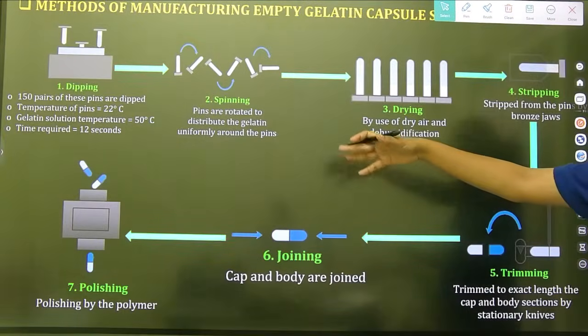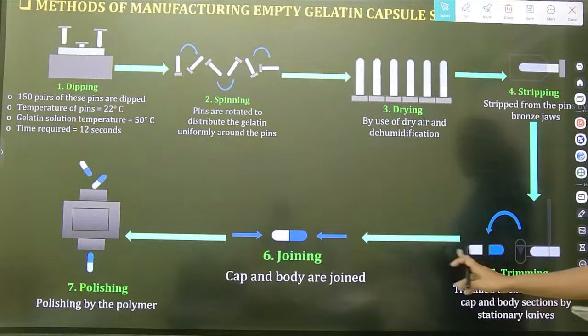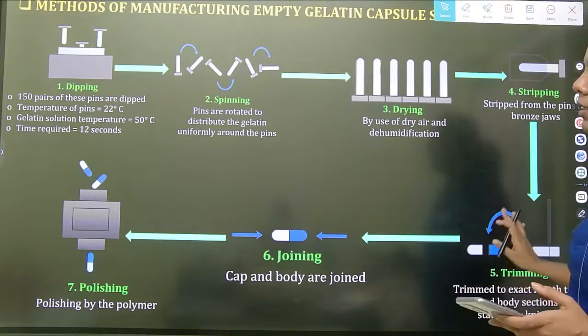So this is a procedure: dipping, spinning, drying, stripping, trimming, joining and polishing.